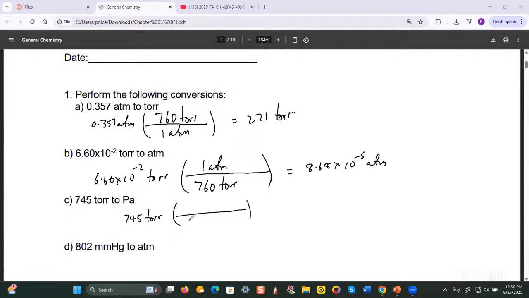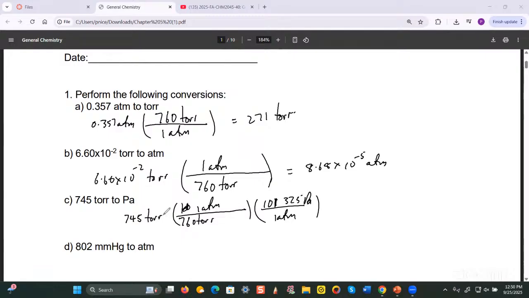Like, I could see you could do 762 on the bottom, and then you would do 1 atmosphere on top. But remember now, we're going to pascals. So if you're going this route, you need another conversion factor. Then that one would be 1 atmosphere on the bottom, 101,325 pascals.